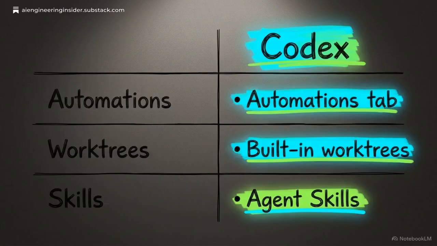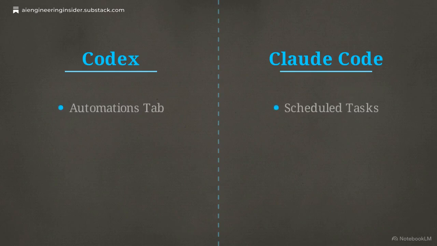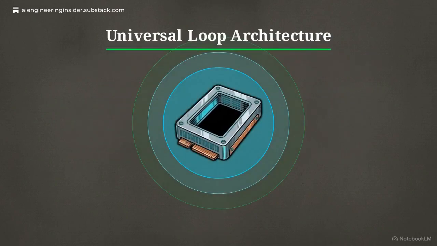Look at how these map to the Codex application. The primitives are represented directly by the Automations tab, built-in work trees and agent skills. Claude Code uses the same architectural shape. Whether you call them cron tasks or scheduled loops, the underlying mechanics remain the same. Codex's primitives are Claude's scheduled tasks. Codex's connectors are Claude's MCP servers.